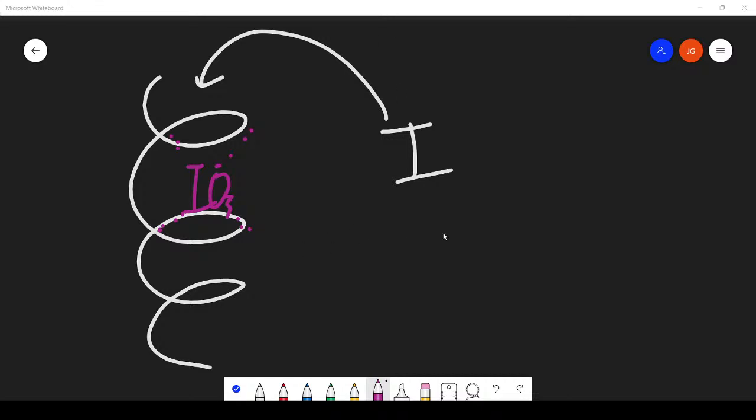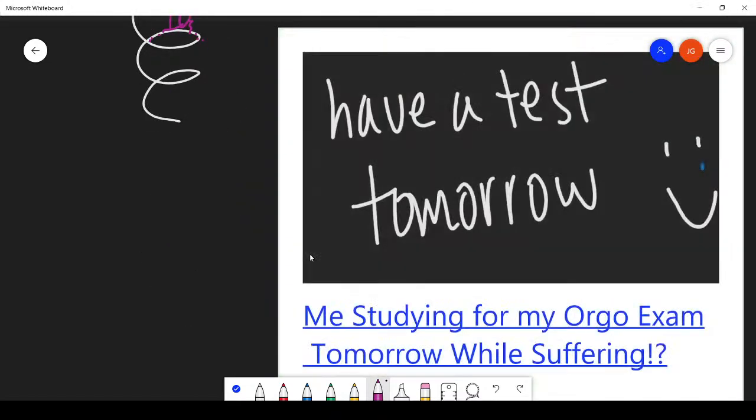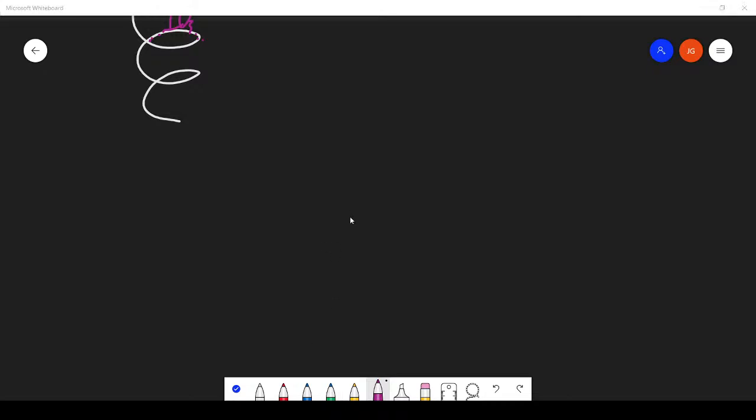But I can show you what iodine's natural color is. Iodine's natural color is like this specific solution of. Oh, that's the wrong link.